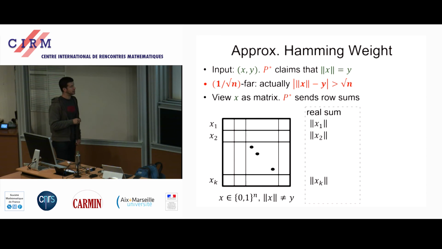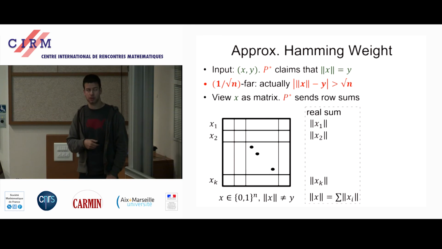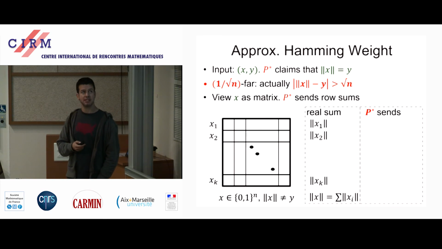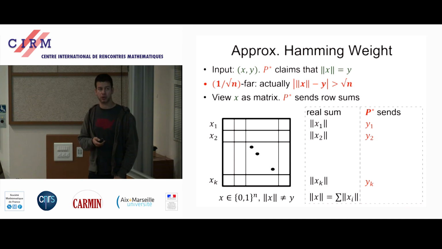We're asking the prover to send alleged sums for these rows. The real Hamming weights are the Hamming weights of x1 up to xk, and the total Hamming weight is of course just the sum of the Hamming weights of all the rows, the total number of ones. The prover is sending some arbitrary weights for the different rows.